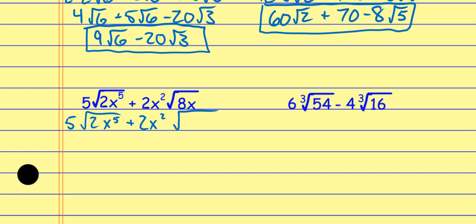Over here, 8, I can break down into a 4 times 2. 4 is a perfect square that goes in there. X, I can't really do anything with. I'm going to leave it as x to the 1st. And now I start taking the square root.